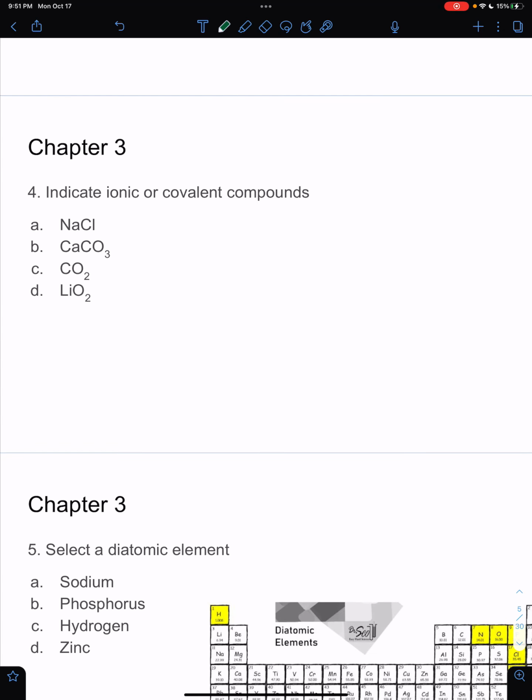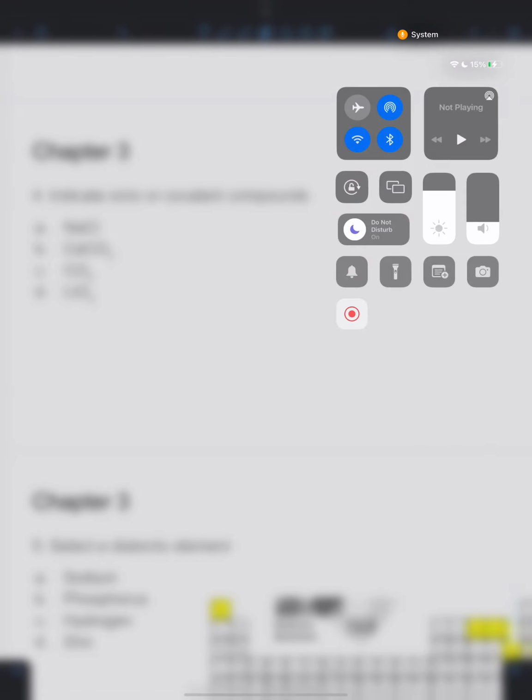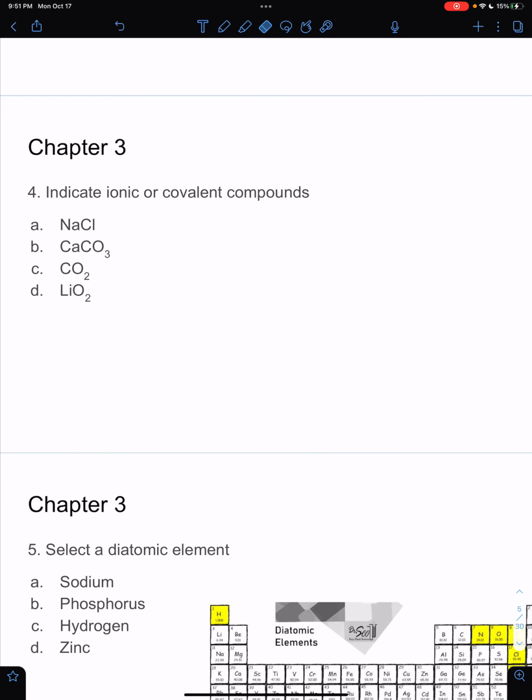Okay, moving on. So we're going to indicate ionic or covalent compounds. So let's go through each one of these. Just want to make sure that was still recording.